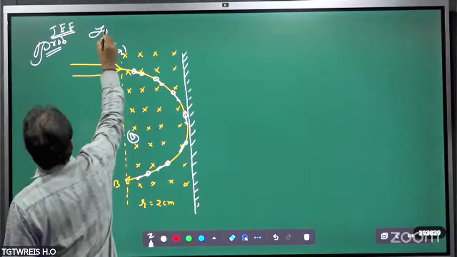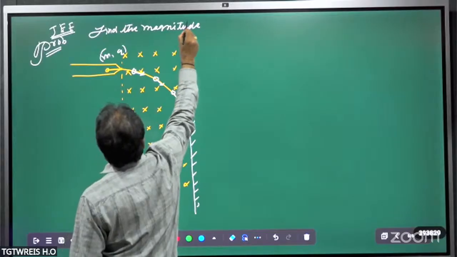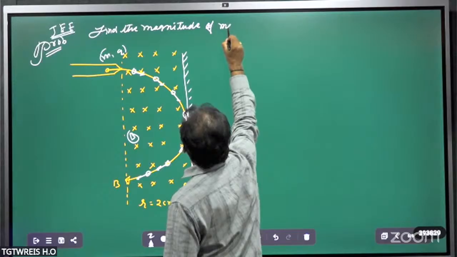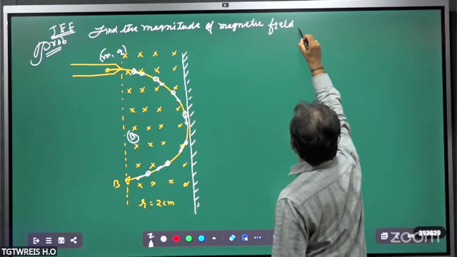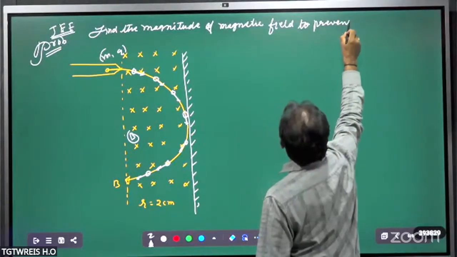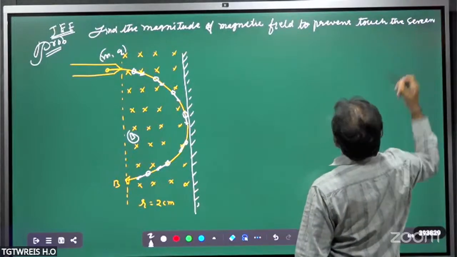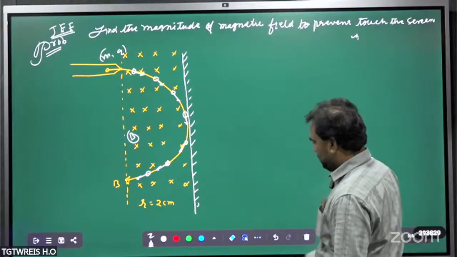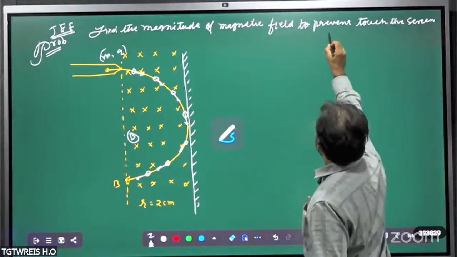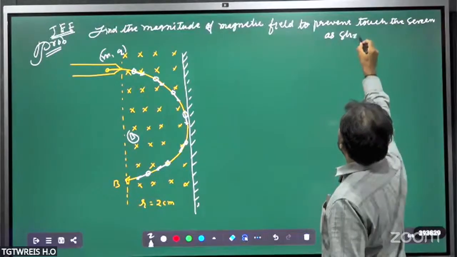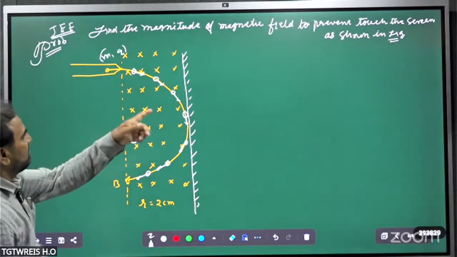Find the magnitude of the magnetic field to prevent the electron from touching the screen, as shown in the figure.